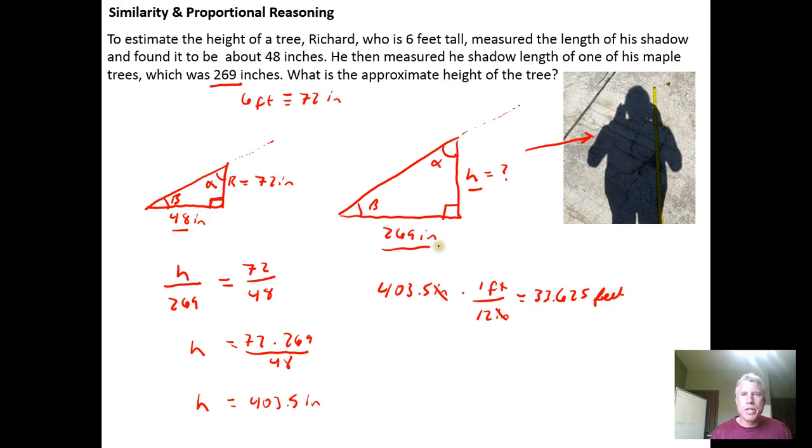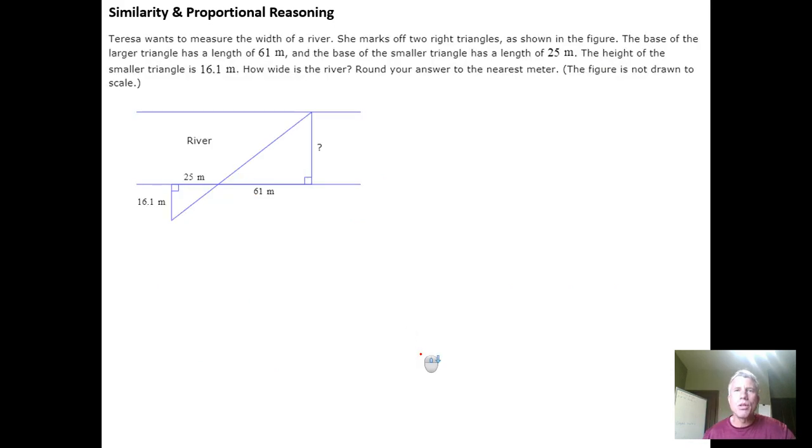These measurements, 48 inches and 269 inches, are probably slightly off, so carrying something out to 3 decimal places is probably a little bit absurd to do, so we'll just say, hey, the tree is about 34 feet high, which is actually 4 feet higher than I was estimating it to be. So that was interesting. So here's another application of similar triangles.